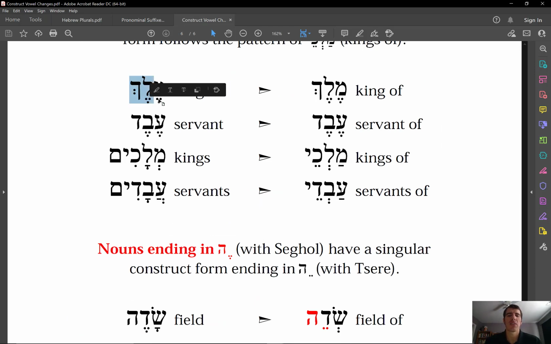And then segulate nouns don't change in construct. Melech, because those are short already and very fast. But in the plural, malakim becomes malke in the construct.